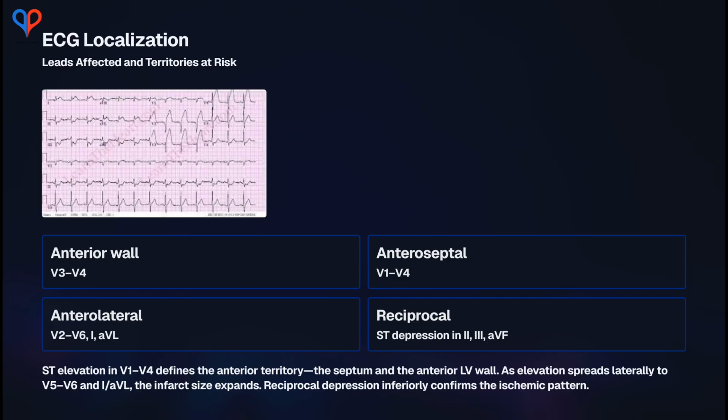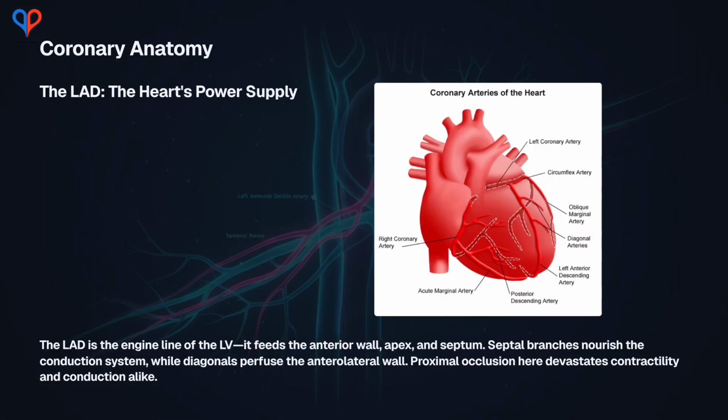Inferior leads 2, 3, and aVF typically show reciprocal ST depression, which strengthens the ischemic diagnosis and separates true infarction from benign early repolarization. Understanding the coronary anatomy explains why anterior STEMI is so dangerous. The LAD runs in the anterior interventricular groove and gives off septal branches that dive into the interventricular septum, as well as diagonal branches that sweep over the anterolateral left ventricular wall.